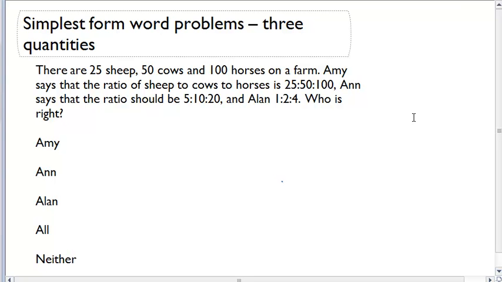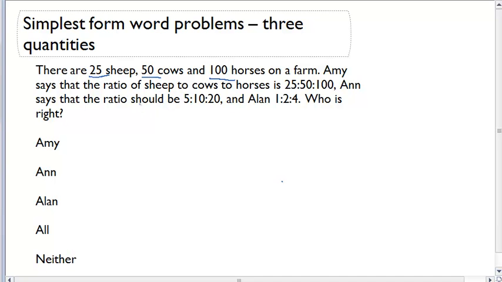Simplest form word problems, 3 quantities. Here's a situation that we're given. There are 25 sheep, there are 50 cows, and there are 100 horses all on a farm. So picture yourself, you go to a farm, you look out into the pasture, you see 25 sheep, 50 cows, 100 horses. Now, Amy has an opinion about the ratio of these animals.